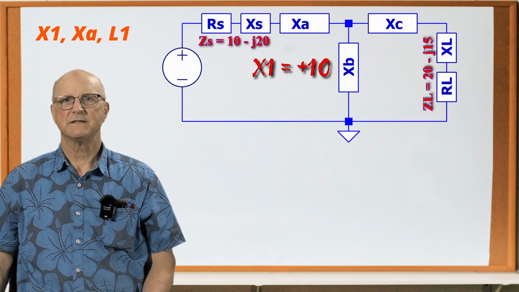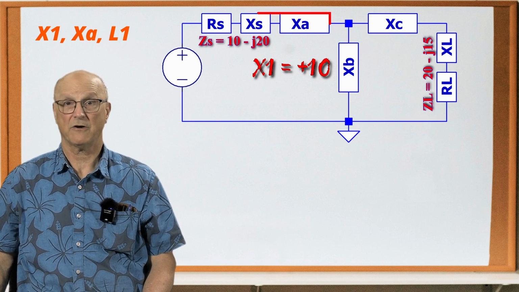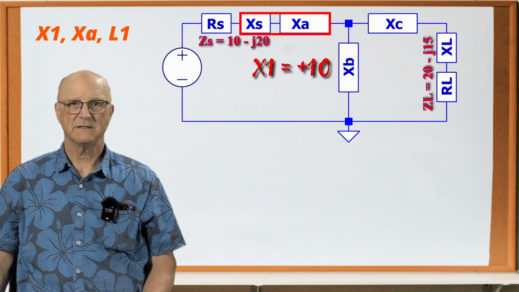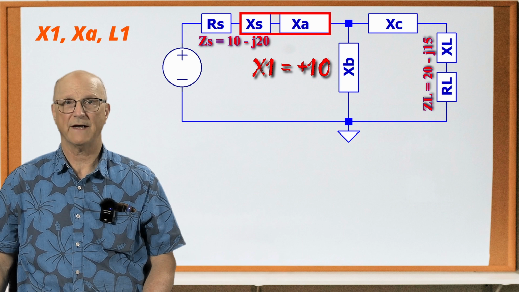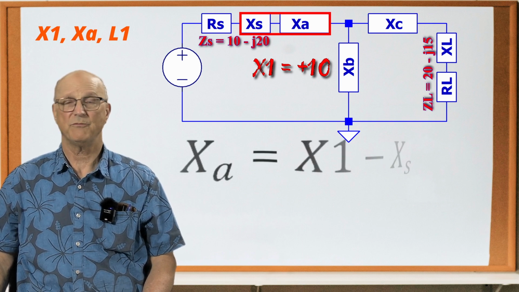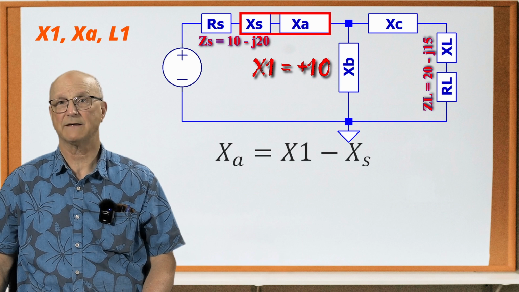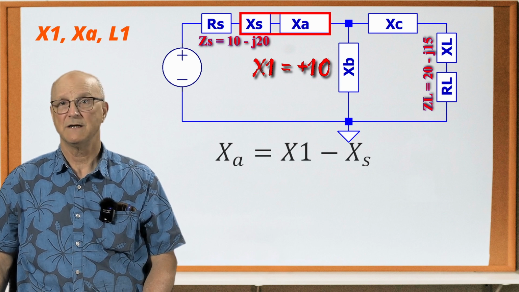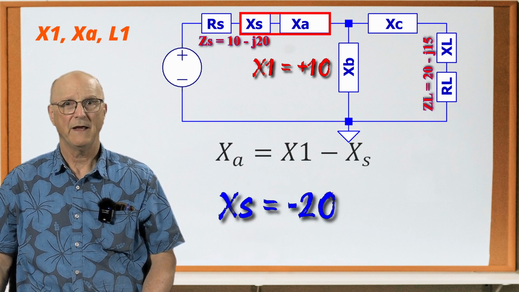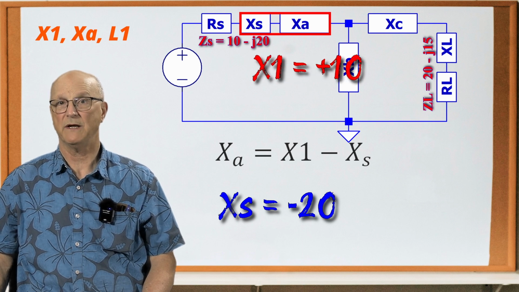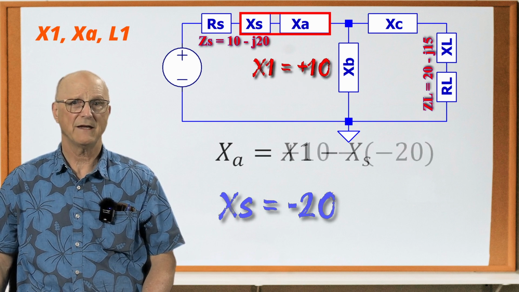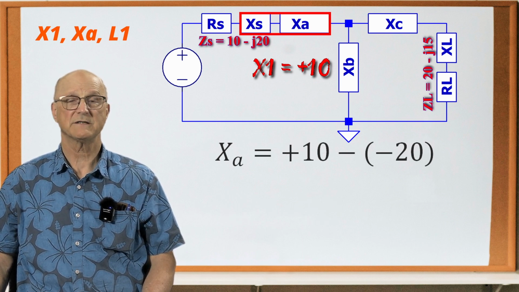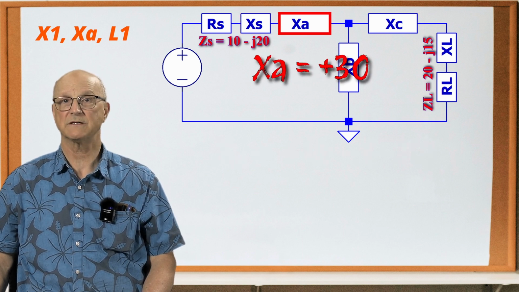But this is the series combination of XA, our component, and the source's series reactance. We have to disentangle these to arrive at a value for XA. To do this, we simply subtract the source's series reactance from X1. And we know that the source's series reactance is equal to minus 20, and we just calculated X1 to be plus 10. So XA is equal to plus 10 minus a negative 20, which gives us that XA has a reactance of plus 30.